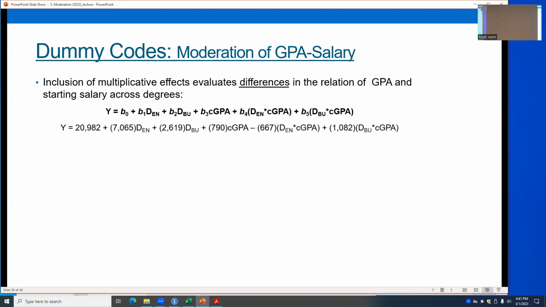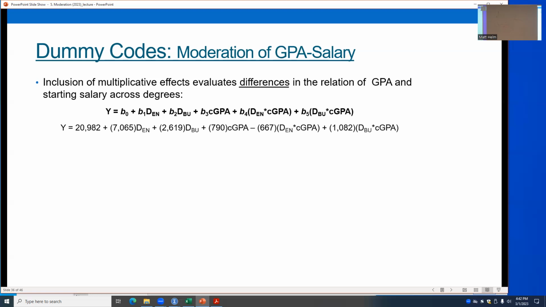Okay. And again, if I think conceptually about what these interaction terms are looking at, it's saying, is there a difference in the unique effect of GPA on starting salary? Does that differ across engineering and liberal arts? Does the unique effect of GPA on starting salary differ across people with a business degree versus liberal arts? Okay.